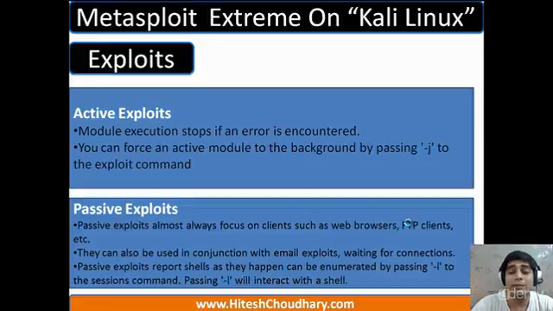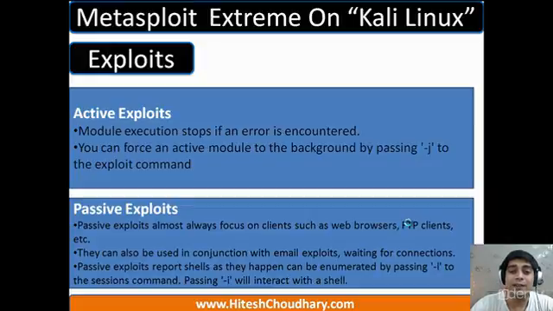If you remember from one of the previous videos, we tried to compromise a system using the MS08-067 vulnerability. So those are the active exploits. They don't wait for anything. They just go around, do their task and simply exploit or compromise a system. They don't have the virtue of patience. These are the active exploits.